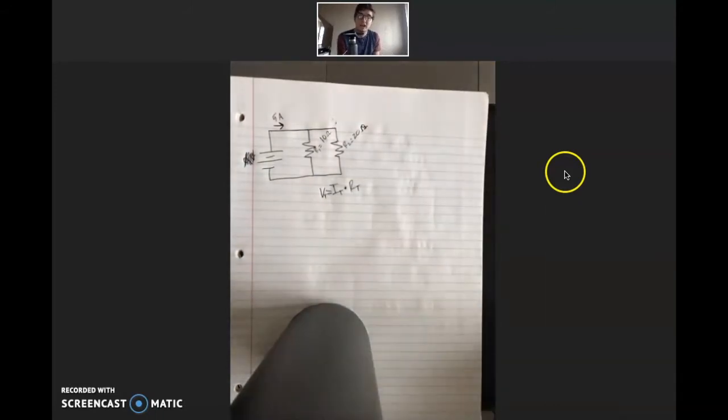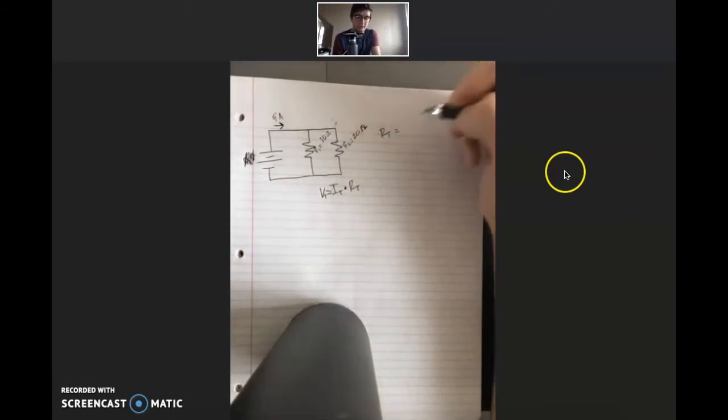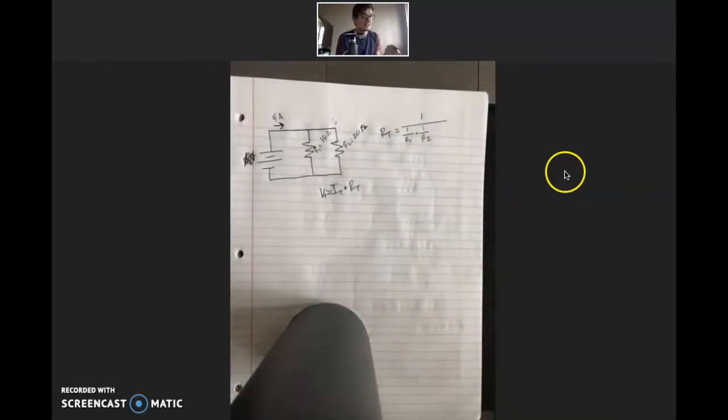So we talked about this in class, and this is the most unnecessarily complicated equation in the world. But we're going to write it out anyway. So resistance total in parallel is equal to 1 over R1 plus 1 over R2, and then in theory I would go plus 1 over R3 plus 1 over R4. Again, I hate it, you hate it, we all hate it, but that's how it has to be.